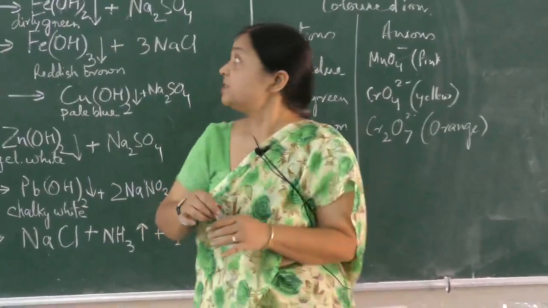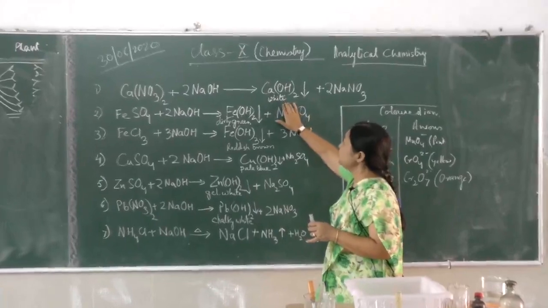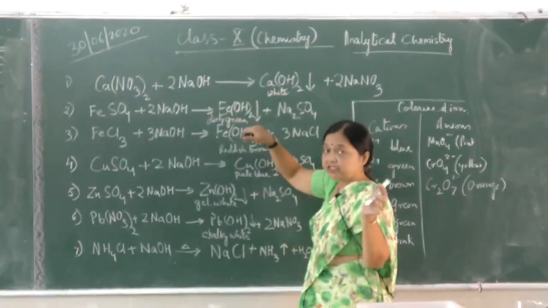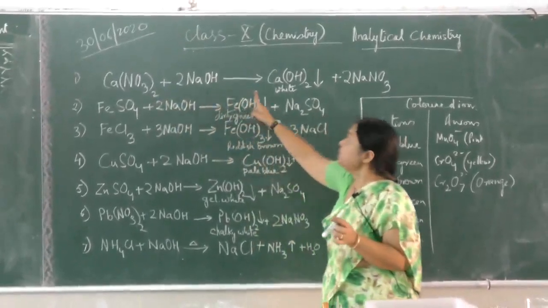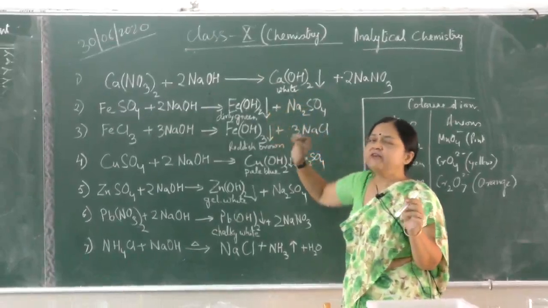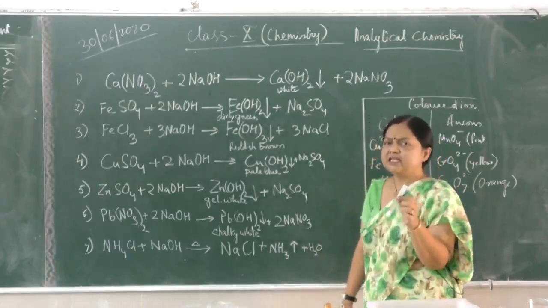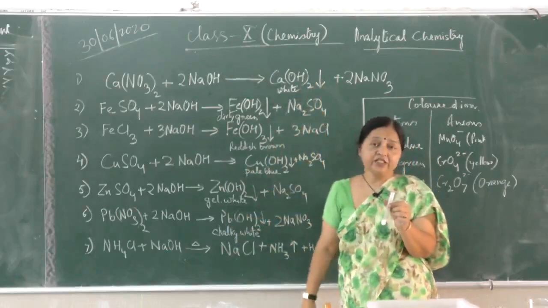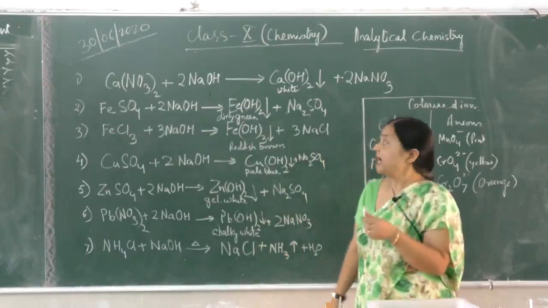It is sparingly soluble, almost insoluble, in excess. This is a thick white precipitate of calcium hydroxide. Calcium nitrate, when treated with NaOH, gives a white precipitate which is insoluble or very, very slightly soluble in excess of the reagent. And the reagent is sodium hydroxide, a caustic alkali.